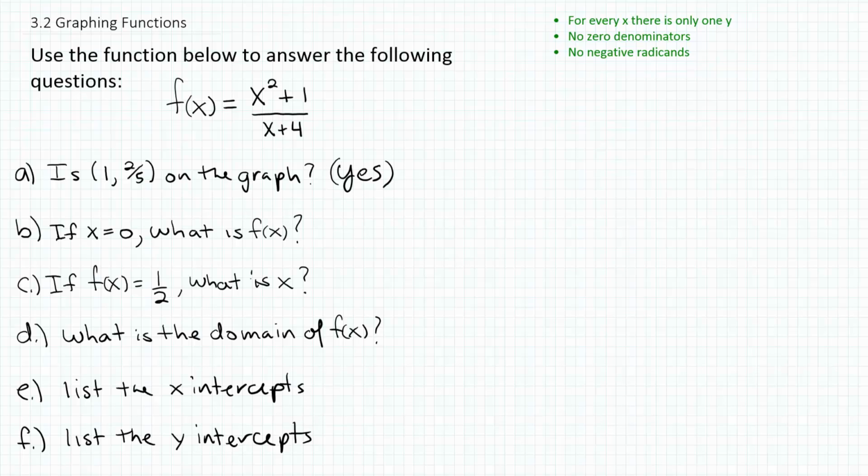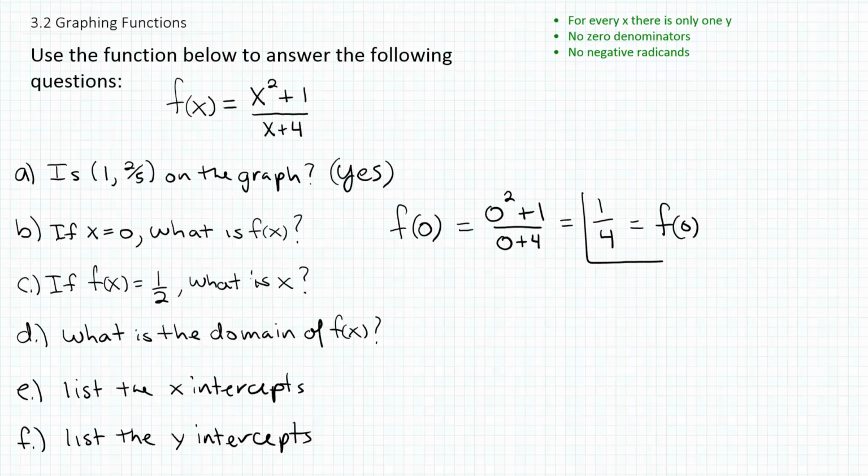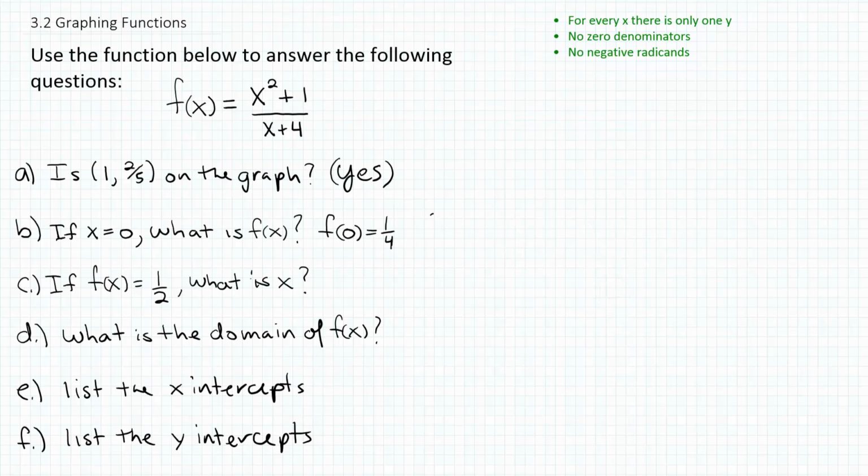Part B says, if x equals 0, what is f of x? Well, if x is 0, then we're plugging in 0 for x here. So every place we see an x in the function, we have to put a 0. And of course, that'll just give you 1 over 4. So the answer is that f of x is equal to 1/4. If we write that as a point, we can say that the point is (0, 1/4), right? Because when x is 0, y is 1/4.